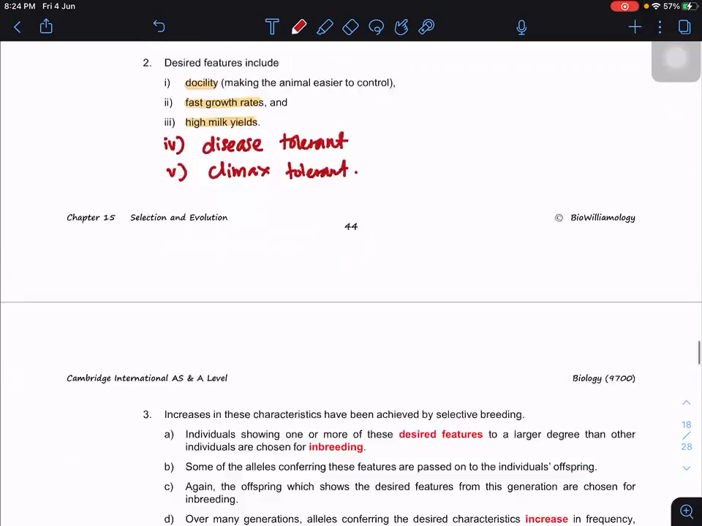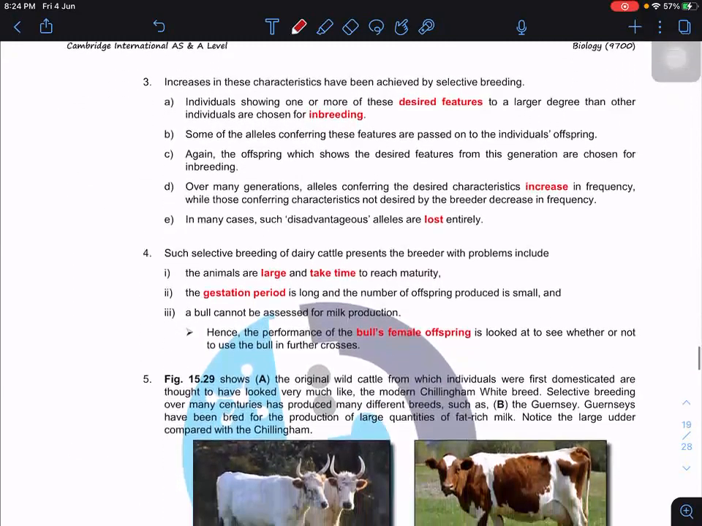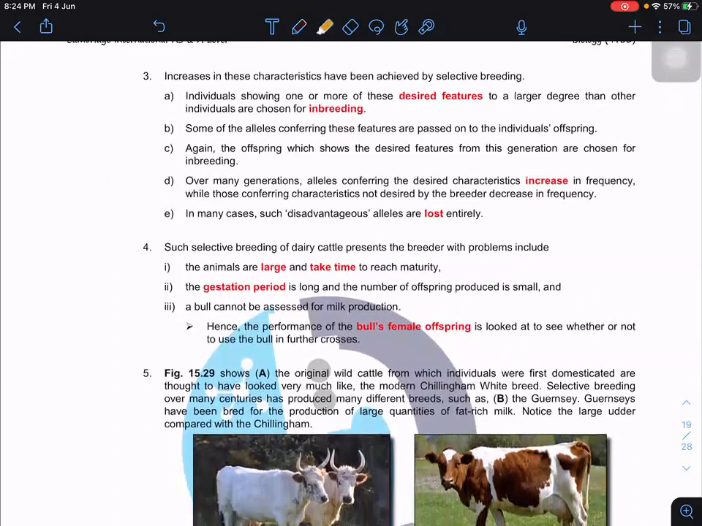Okay, so how can we do this? Basically, we just need to observe them. How do we observe them? For example, an increase in this characteristic has been achieved by selective breeding. Individuals that show one or more of these characteristics, we let them breed. Are you clear? So some of the alleles conferring this feature are passed on to the offspring.